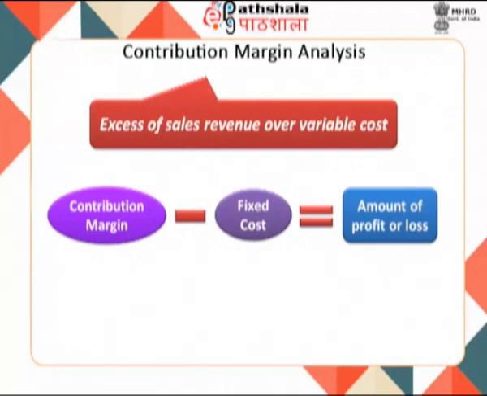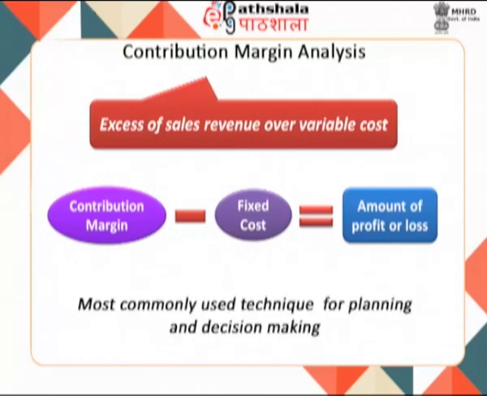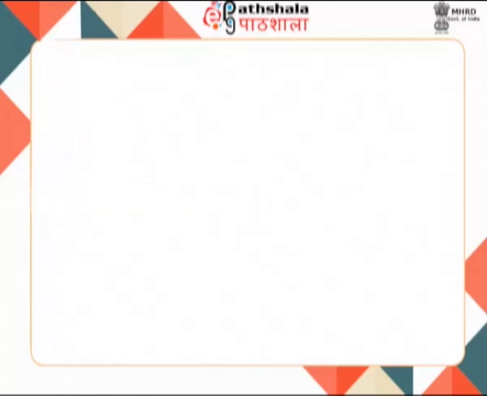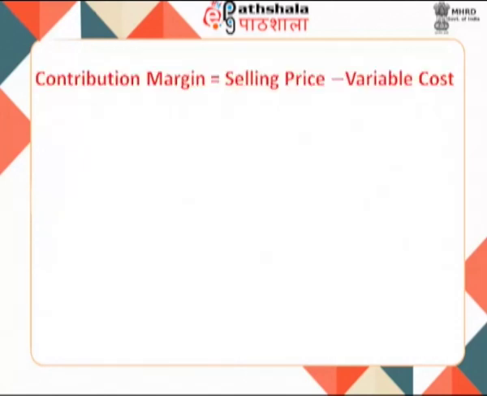Thus, contribution margin is used to cover fixed cost, and once the fixed costs are recovered, any remaining contribution margin adds directly to the profit or loss of the firm. It is the most commonly used technique for planning and decision making. Symbolically, contribution margin, that is CM, is equal to selling price minus variable cost.